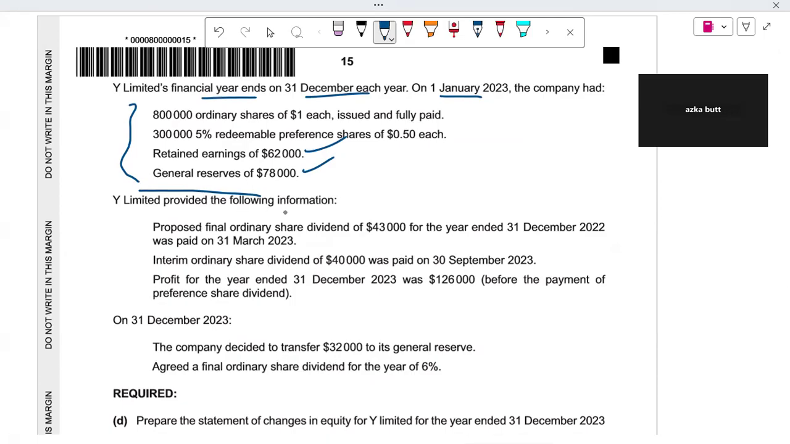So Y Limited provided the following information, proposed final dividend, share dividend, which is this interim. Okay, this is the profit for the year. Profit for the year ended 31st December was 126,000 before the payment of preference share dividend. Okay, before the payment. It means that we need to write the profit which is before the payment of preference share dividend.